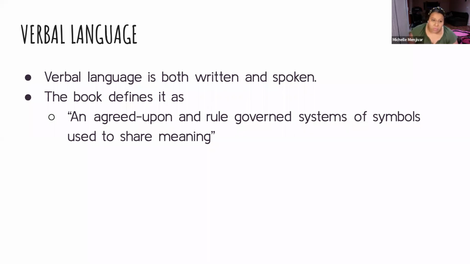There was a time where we didn't have verbal language and we couldn't really express ourselves. This was at the time of cave people, right? At that time, there wasn't much verbal language to describe what was going on around. Until we came up with these agreed upon rule governed systems of symbols, that's when we started to see society as we know it today. So again, verbal language is a system of symbols that we all have agreed upon on their meaning, and there are certain rules that we have to follow when it comes to it. And verbal language obviously has several different functions.